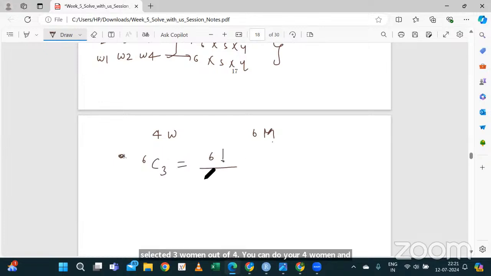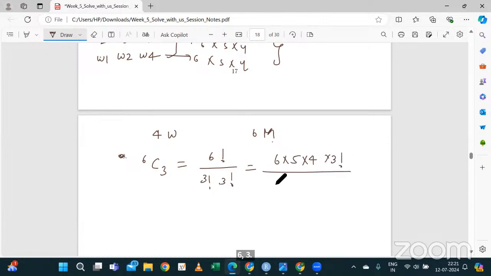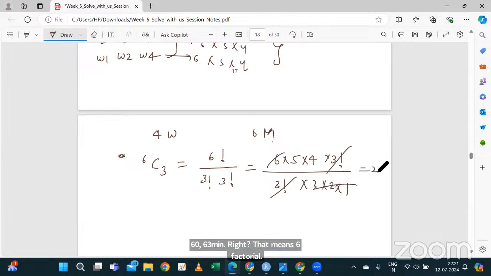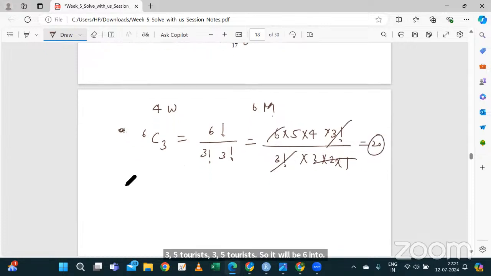That means 6 factorial over 3 factorial, 3 factorial. So it will be 6 into 5 into 4 into 3 into 2 into 1 over 3 factorial, 3 factorial, that is 3 into 2 into 1. So the 3 2 1 will get cancelled, or just 6 here, and we get 20, right? So 20 ways. What is this 20? You can make pairs of 3 women in 20 ways actually.